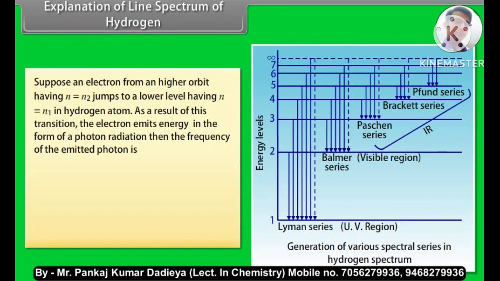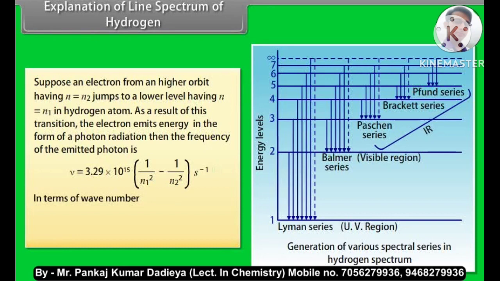Suppose an electron from a higher orbit having n = n2 jumps to a lower energy level having n = n1 in hydrogen atom. As a result of this transition, the electron emits energy in the form of a photon radiation. Then, the frequency of the emitted photon is ν = 3.29 × 10^15 × (1/n1² − 1/n2²) per second. In terms of wave number, it is 109677 × (1/n1² − 1/n2²) per centimeter.